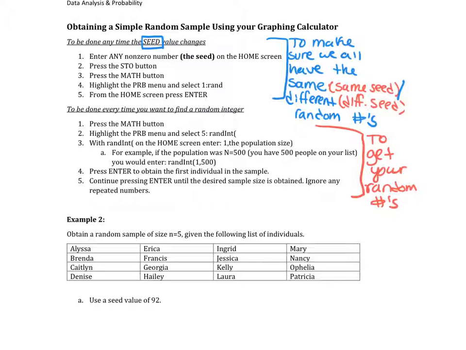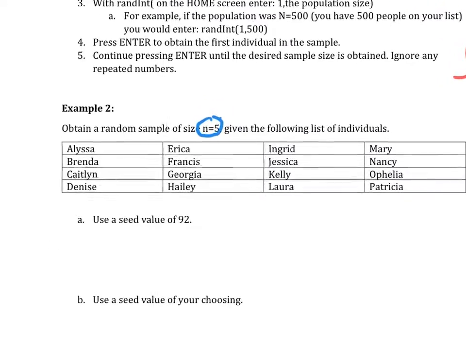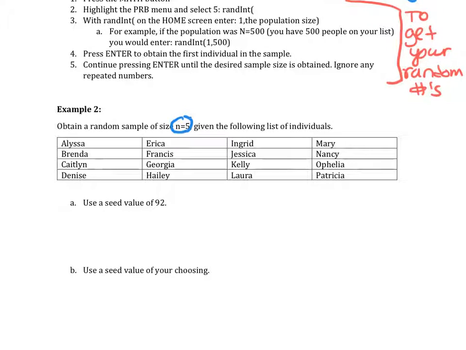So now we can follow the directions. For example 2, we want to obtain a random sample of size lowercase n equals 5. So this is telling you that you're going to need to get 5 random numbers from your calculator. And we have this list.